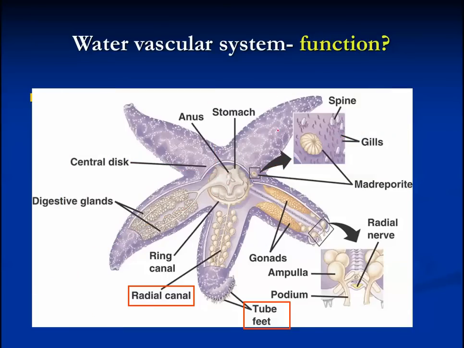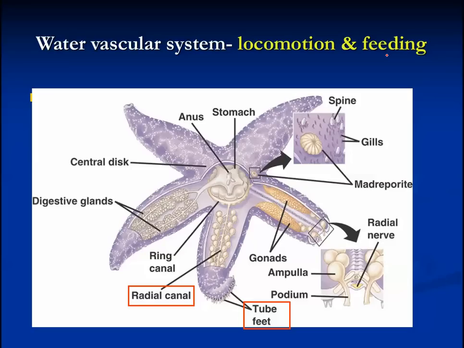All right, do any of you know the function of the water vascular system? I'll just tell you. The functions of the water vascular system, they help the starfish with locomotion and with feeding, and gas exchange actually too. So they do help with locomotion. One thing that sea stars feed on are clams, and so what they will do, they will use these sea stars to basically open up a clam.